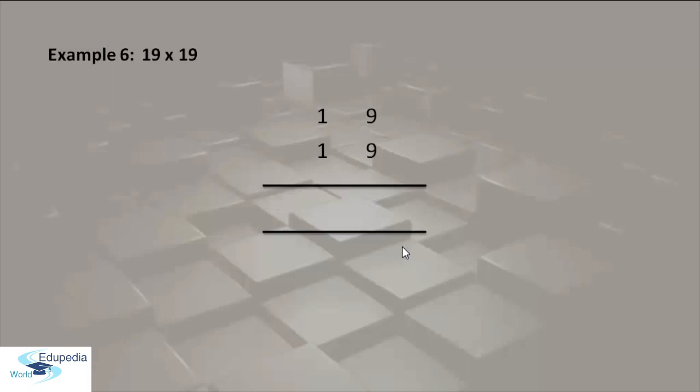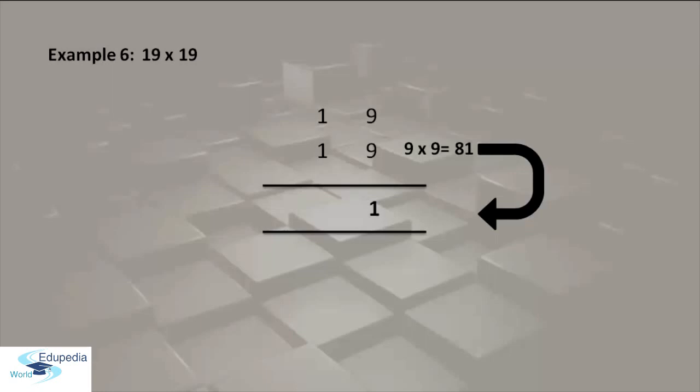Coming to step number 1 of the shortcut, we multiply the digits in the ones place. Here we have 9 and 9, and 9 into 9 gives 81. Since it is a two-digit number, we take the digit in the ones place, that is 1, and write it below the horizontal bar on the right side.